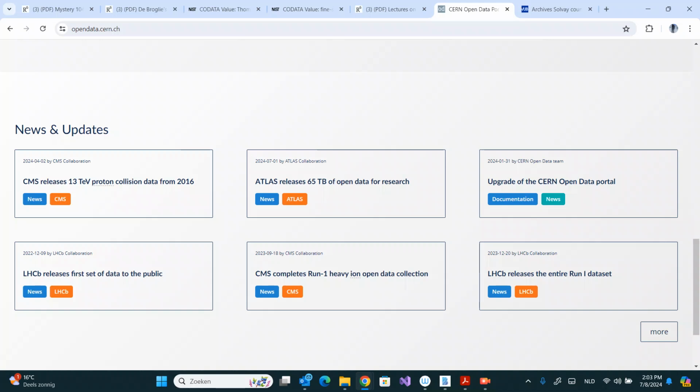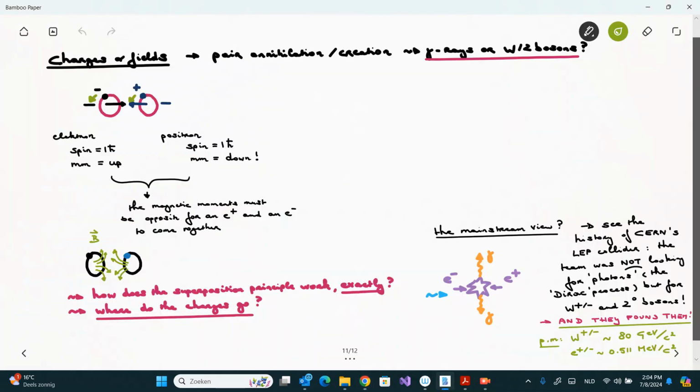I don't know if this release of data into the public domain is triggered by the huge Chinese effort to build the same kind of machines, but on a much larger scale. Instead of a 22-kilometer ring for particle collision, China is going to build a 100-kilometer ring, and that's going to allow them to tap into much higher energy levels and hopefully discover new things, although I privately hope they're going to rediscover the old explanations. So let me go back to my presentation.